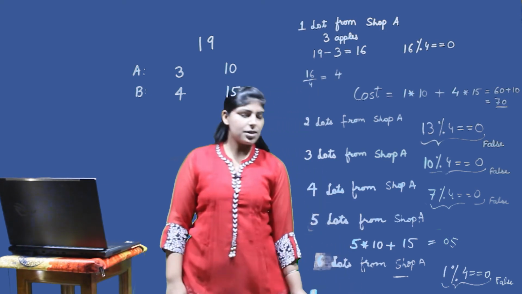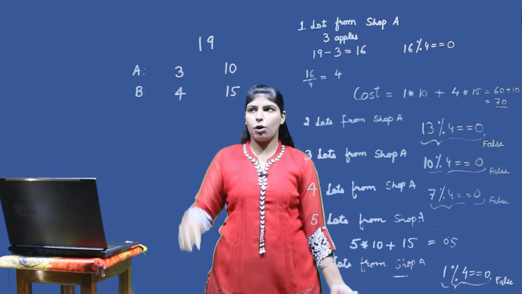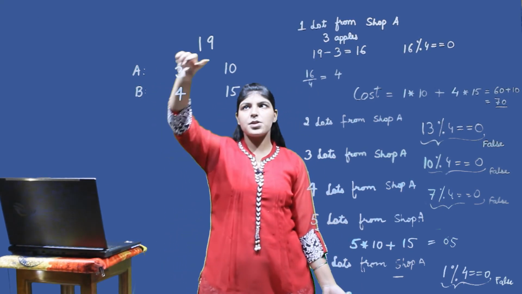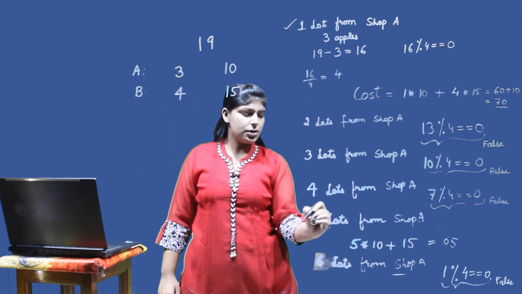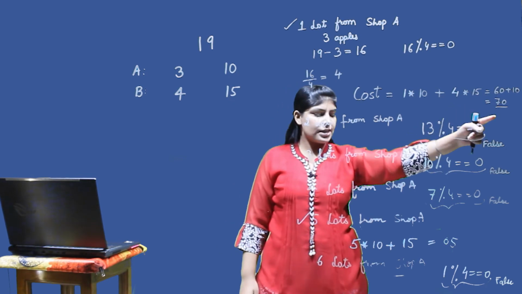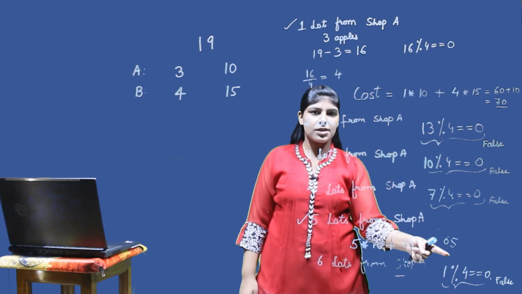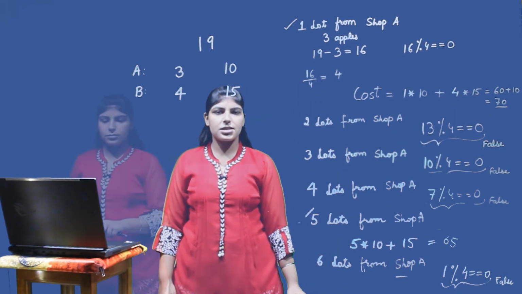So the next option is, if Kazama buys 7 lots from shop A, he'll get 21 apples, which are more than the required number of apples. So we have only 2 possible options. So here the cost is 70 and in this case the cost is 65. The minimum cost is 65. So let's now start coding this.